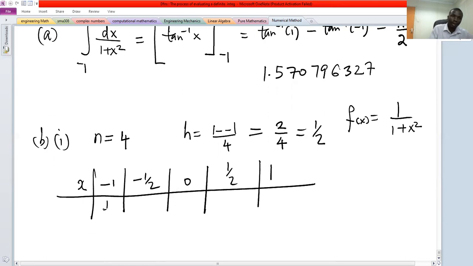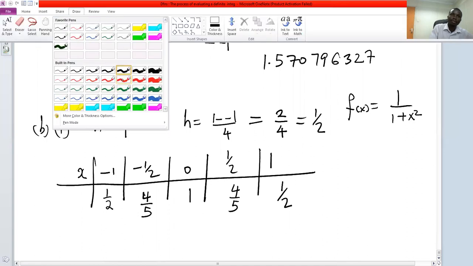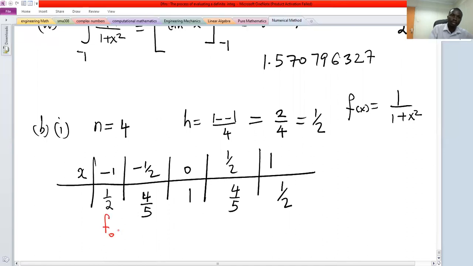When you put the values of x, so put -1, you get a half. Next, -1/2 will give you 4 over 5, 0 gives 1, 1/2 gives 4 over 5, and then 1 gives a half. From this table, this will be f0, this is f1, this is f2, this is f3, this is f4.